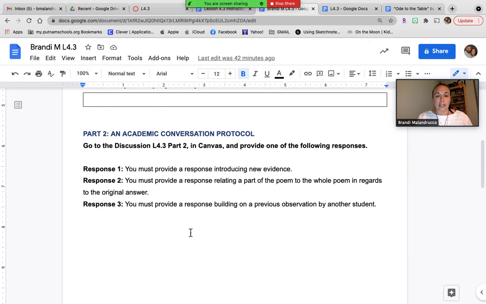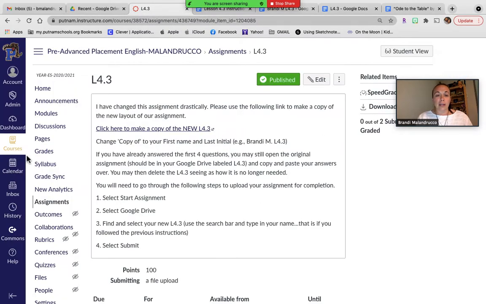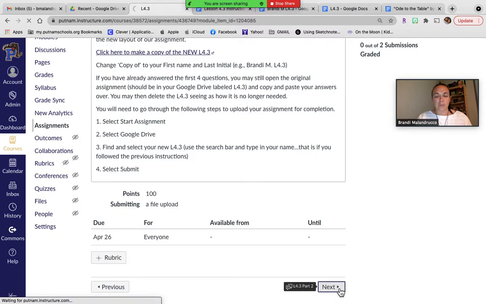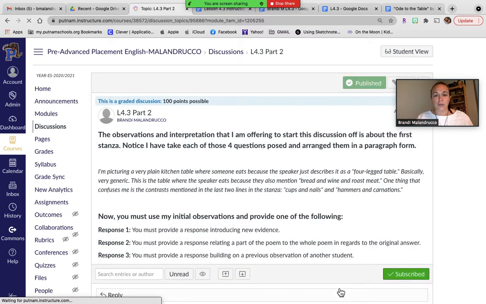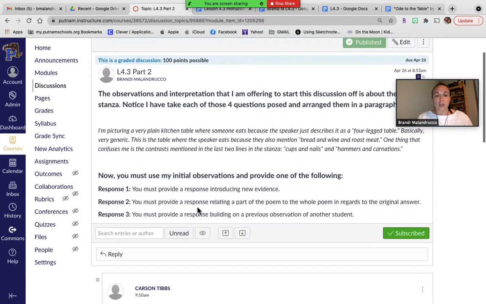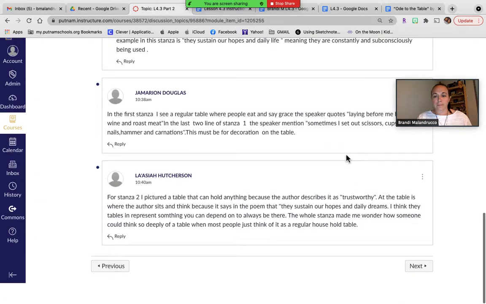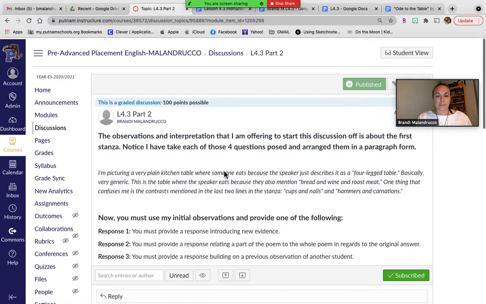Once that is done, it even tells you for part two, the academic conversation protocol, to go to the discussion L4.3 part two in Canvas and provide one of the following responses. Now, I know you don't have access to my discussions, but the easiest thing to do if you're in 4.3 here is just to go to the next button, and it takes you straight to that discussion piece. And when you're done providing your discussion, you scroll to the very bottom and click previous.